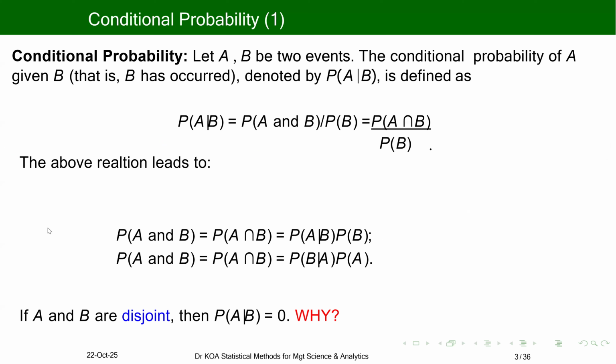No question. Are you clear, Albert, so far? Yes. Okay. Now, if A and B are disjoint, then the probability of A given B is 0. Who can tell me why?